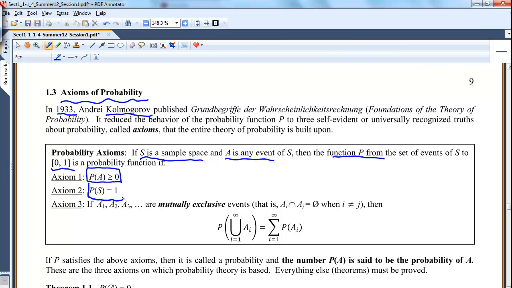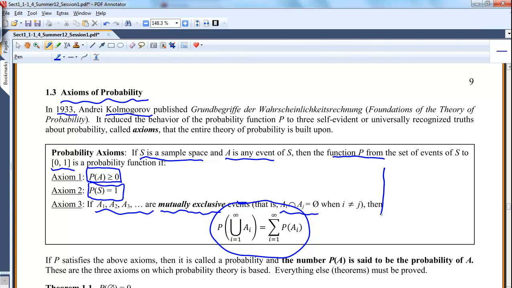The probability of the sample space is 1. In other words, when you run an experiment, it's a sure thing that the sample space will occur. If A1, A2, A3, and onwards forever, are mutually exclusive, in other words, they don't intersect, if you take any sets I and J, they don't intersect each other, then the probability of their union is equal to the sum of their probabilities.